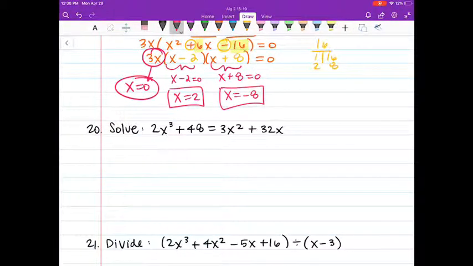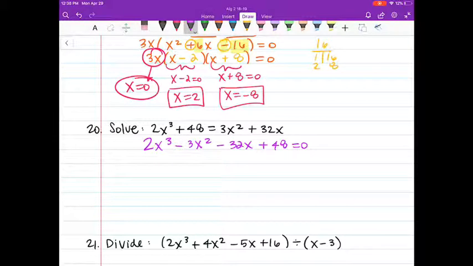Number 20, we again need to get 0 on one side. So I'm going to subtract that 3x squared and that 32x, making sure to put it in an order that makes sense. So probably standard form where exponents decrease. So 2x cubed minus that just 3x squared. And then minus that 32x as well, plus 48 equals 0.